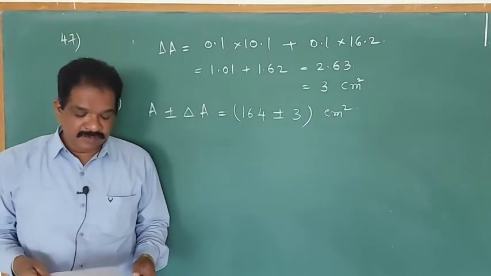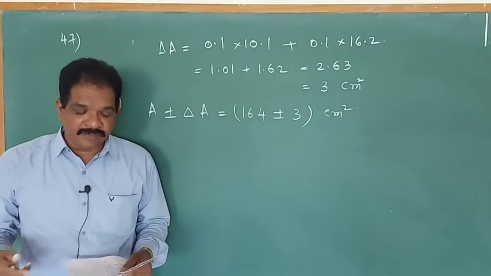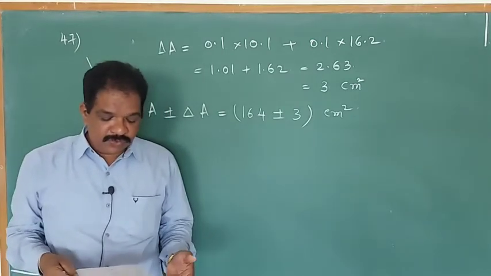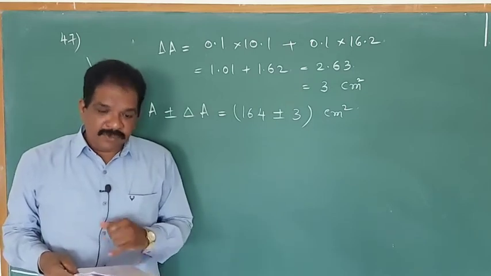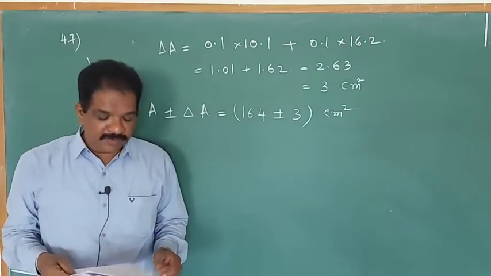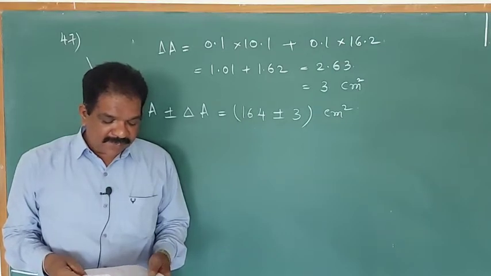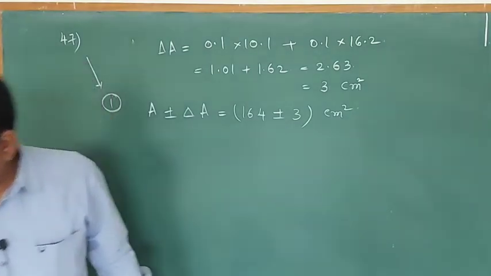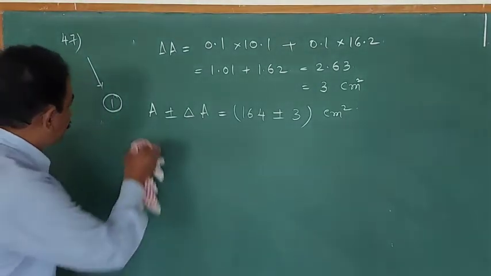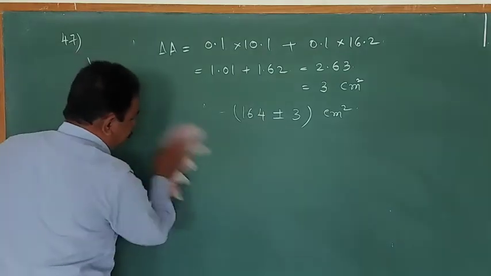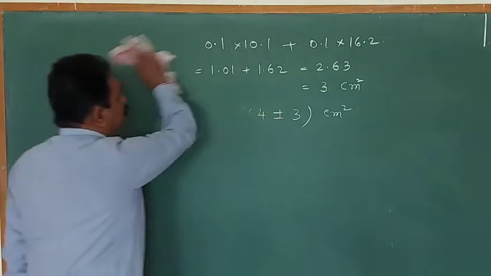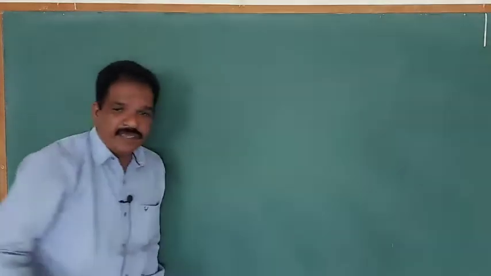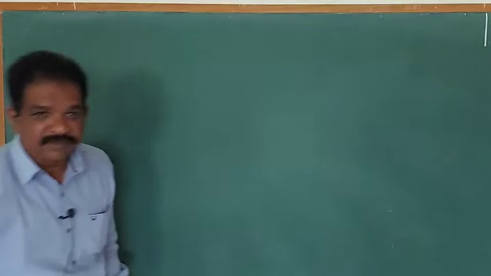Stone weight 10.0 plus or minus 0.1 kg in air. Weight of the stone in water is 5.0 plus 0.1 kg. Find the maximum percentage error in the measurement of specific gravity. Okay. So what is meant by specific gravity? How will we define it? If we understand that, we can easily calculate that percentage error.